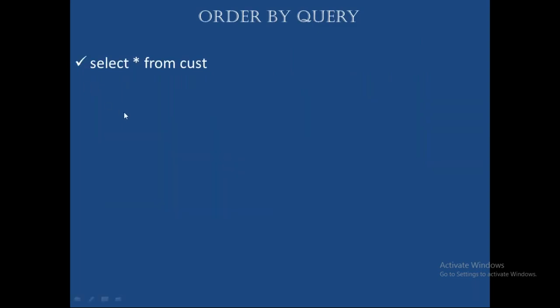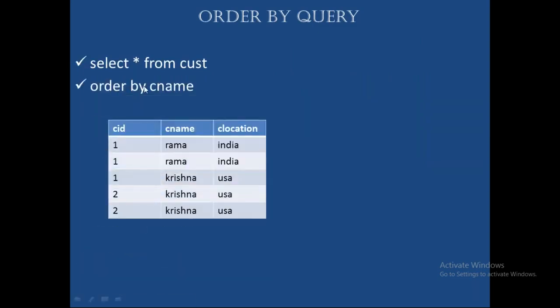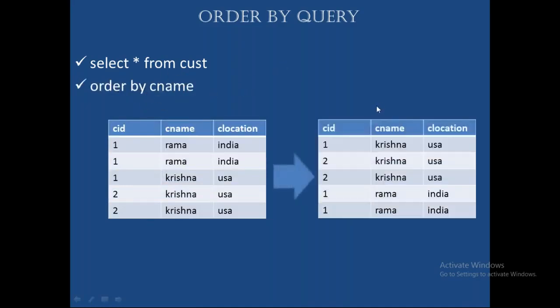Now see, I'm just adding order by C name, order by customer name. You see the records will come something like this: Krishna, Krishna, Krishna, then Rama, Rama. The reason is order by name means K will come first, after K, R will come. That's why Krishna will come first, then Rama. So one by one order.